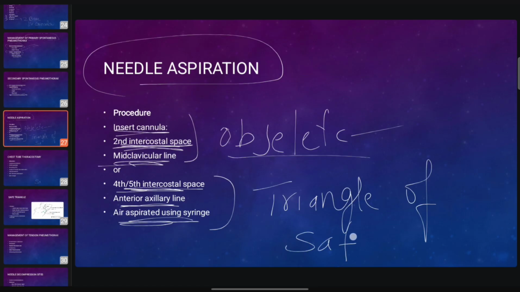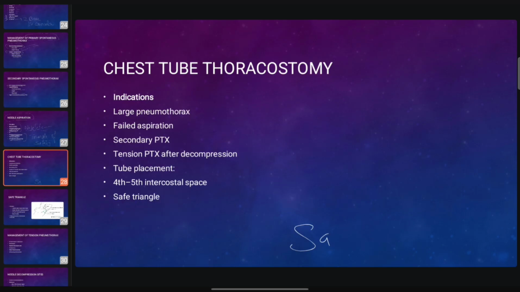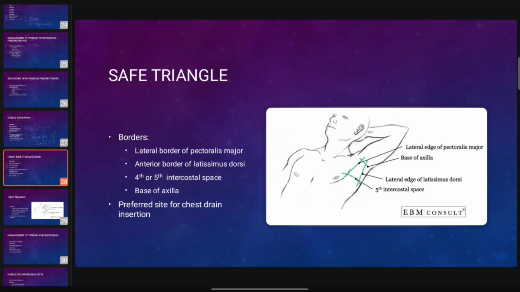Triangle of safety. In the chest tube also, we place the chest tube in the triangle of safety. Indications are large hemothorax, pneumothorax, failed aspiration, secondary pneumothorax, and tension pneumothorax may also need tube placement, at the fourth or fifth space in the safe triangle. Okay, so what is the safe triangle?